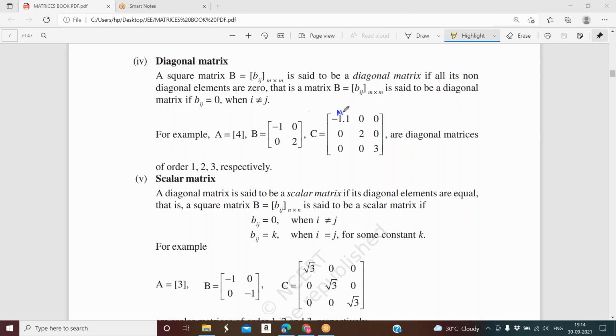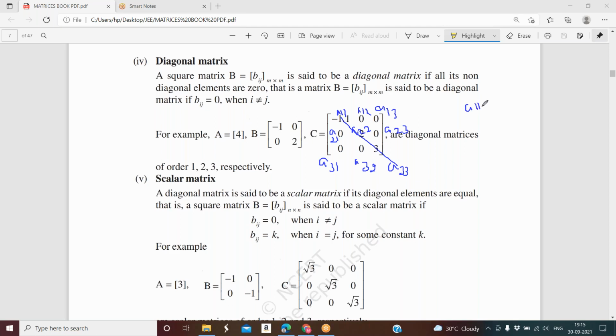This is A11, first row, first element. Then A12, first row, second element. This is first row, third element, A13. Then in the second row, the first element is 0. This is A21, this is A22, and this is A23. And this is the last row, that means third row. This is A31, third row first element, third row second element, then third row third element, A33.